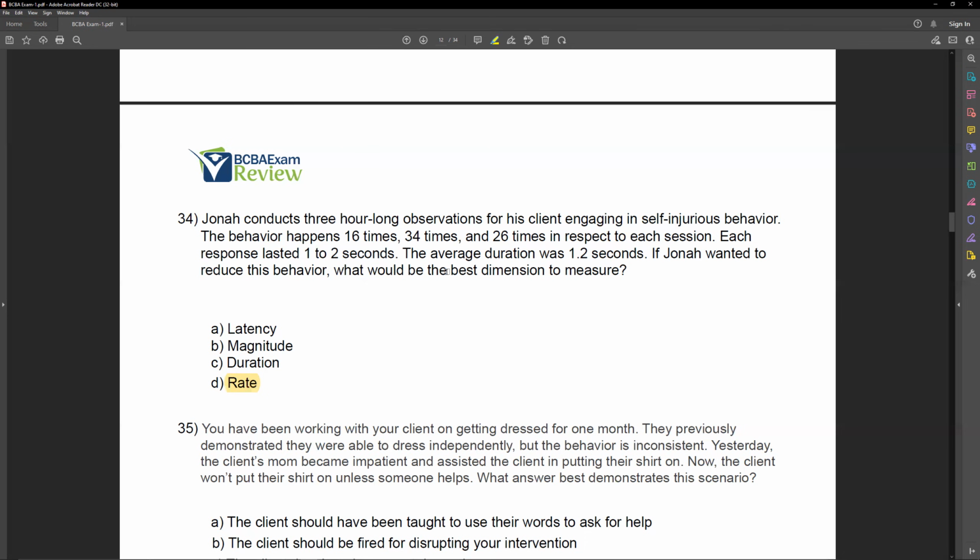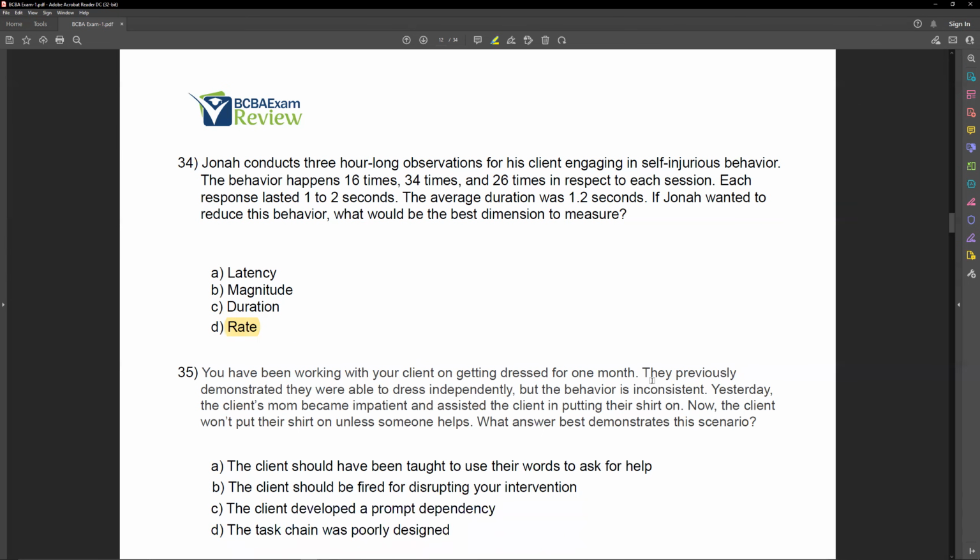Remember, rate is frequency over time. Whenever you're targeting a behavior for decrease, pick the best measurement, okay, that's going to give you the best data in regards to reducing the behavior. Again, duration, you can only go so much lower than 1.2 seconds, but it's happening so often, okay, that we can actually really target the frequency. So we want to reduce the behavior. We are going to pick rate.